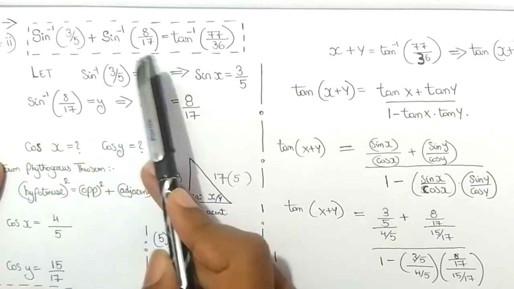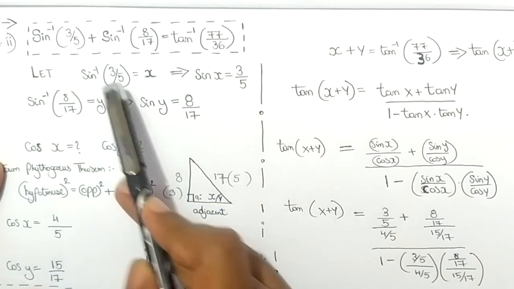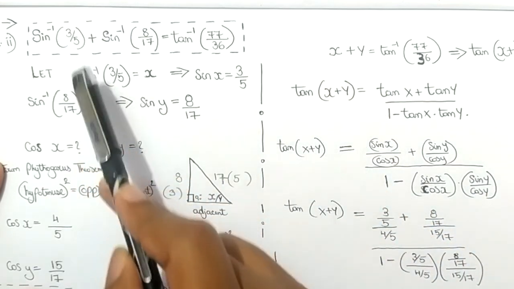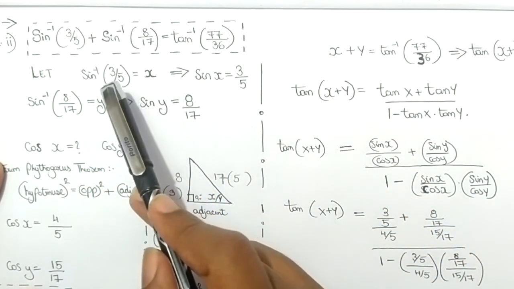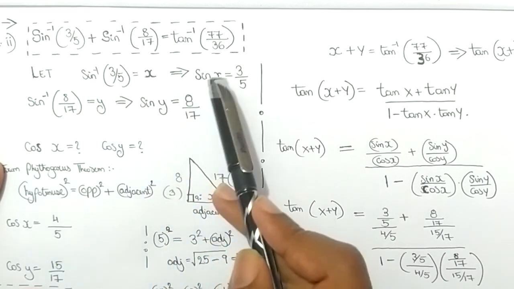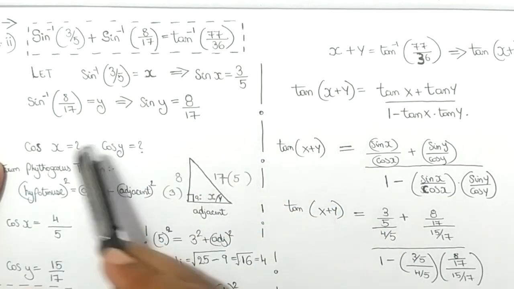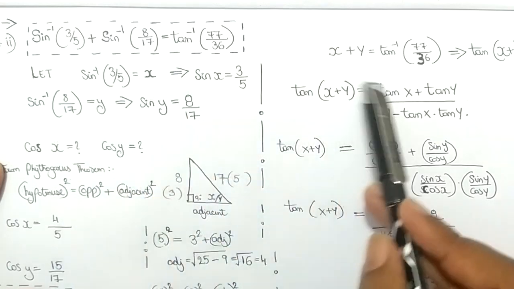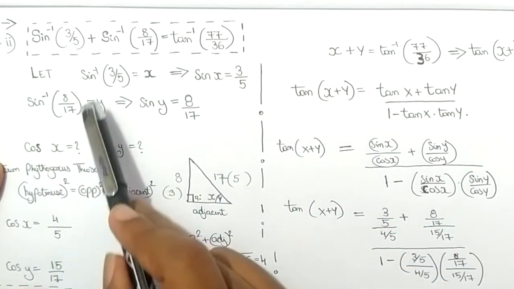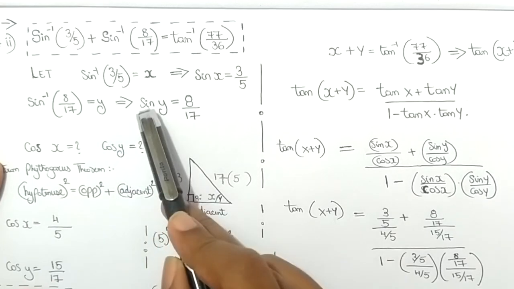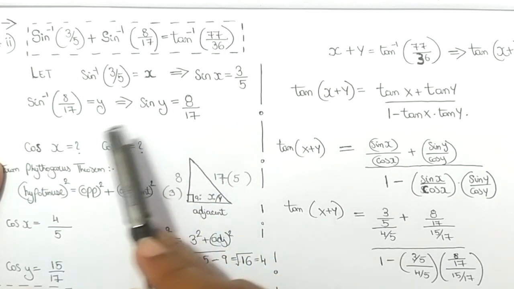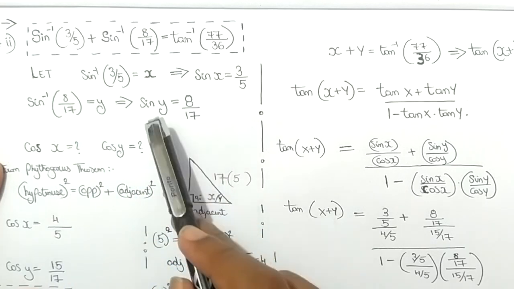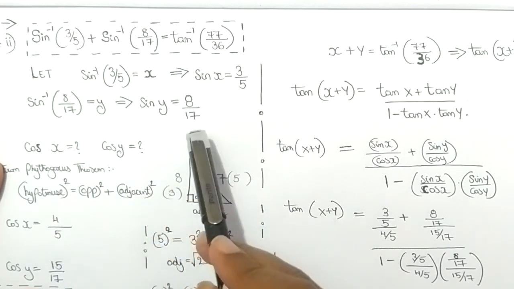Now let us assume sine inverse of 3 by 5, the first term, as x. Why? Because we assumed x as sine inverse of 3 by 5. Now sine x is equal to 3 by 5. This step you all know, I hope. Now for y, take the second term as y. We assumed the second term as y. Sine inverse of 8 by 17 is equal to y. Taking the sine inverse term to the opposite side will give you sine y is equal to the number given, 8 by 17.